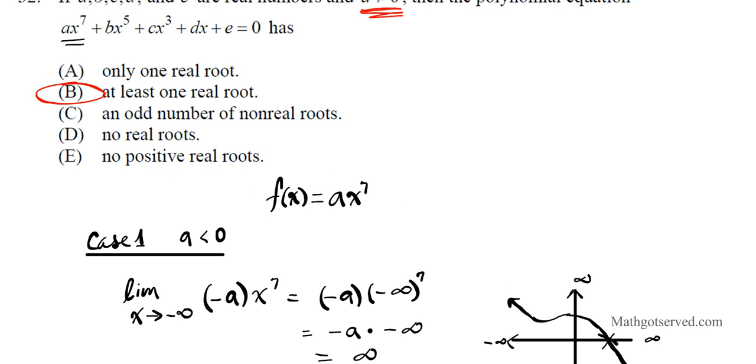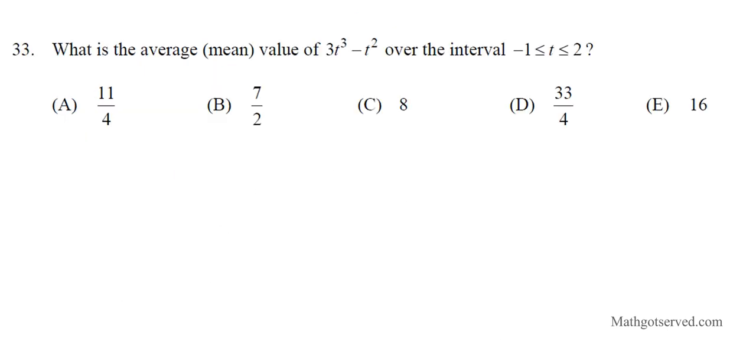Okay, now let's move along to question 33. It says, what is the average or mean value of 3t to the third minus t squared over the interval negative 1 less than or equal to t less than or equal to 2? So you just need to remember the formula for your average value. F average on an interval a to b is 1 over b minus a times the integral from a to b of f of t dt.